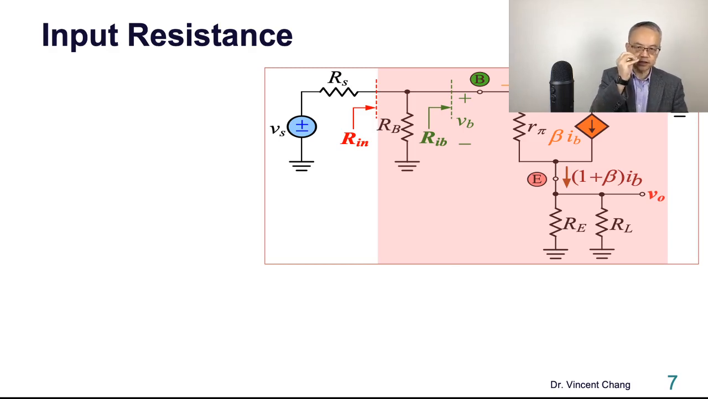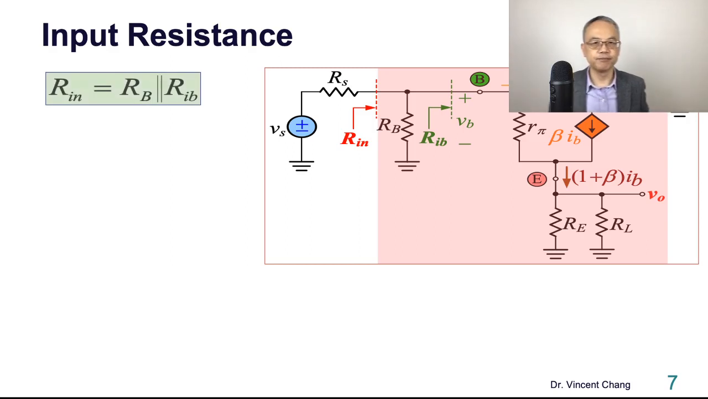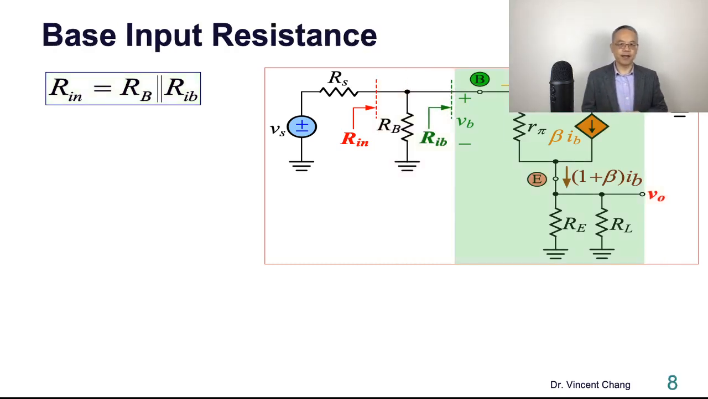The input resistance looking from the right hand side of the signal source resistance RS. So Rin. In other words, the effective total input resistance of the red block, the red highlight. So the Rin should be equal to RB in parallel with Rib. And then what's the Rib? It's the effective input resistance of the green block.